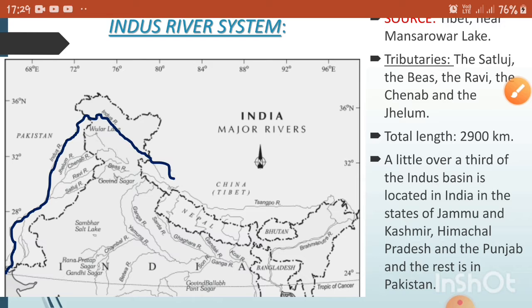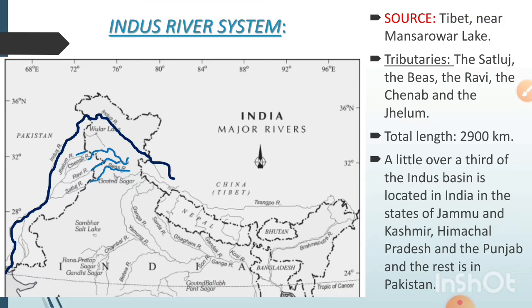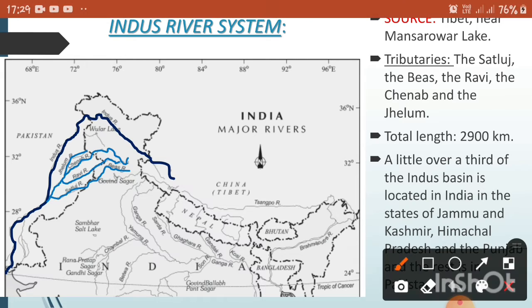The tributaries are the Satluj, the Beas, the Ravi, the Chenab, and the Jhelum. These are the tributaries of the Indus, and they join together and enter into the Indus, and the Indus river flows southward and drains into the Arabian Sea.